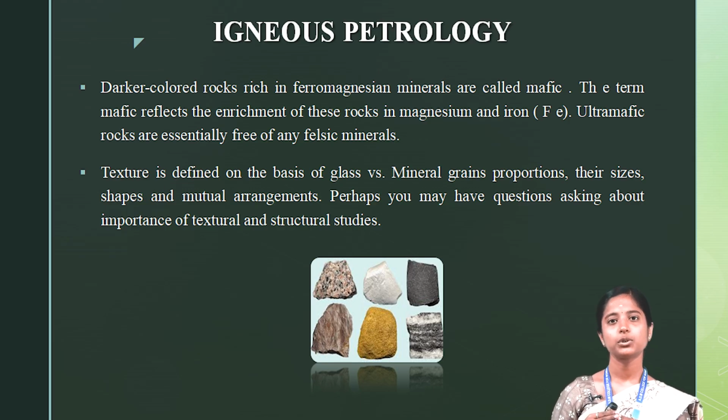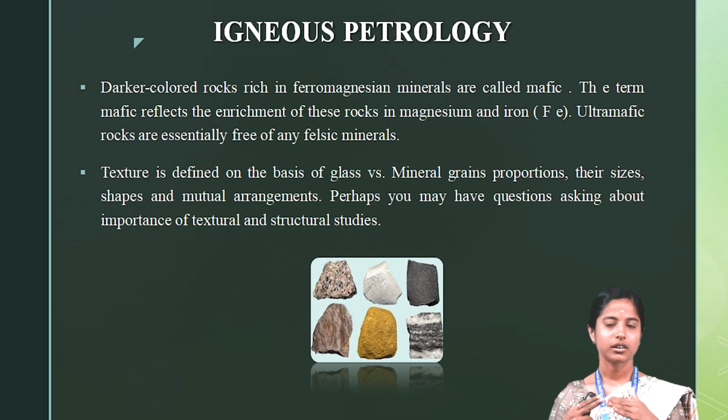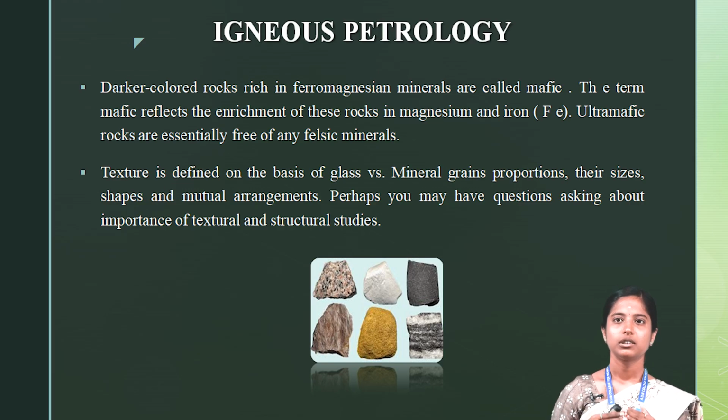The major chemical components are iron and magnesium. When both of these are higher in the rock, the rock becomes a darker color. Okay, the darker colored rocks rich in ferromagnesian minerals are called mafic. These rocks come under mafic rocks. The term mafic reflects the enrichment of these rocks in magnesium and iron. Okay, you all know the chemical symbol of iron is Fe. Very good. Next, ultramafic rocks are essentially free of any felsic minerals.